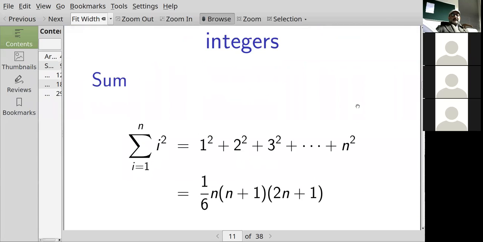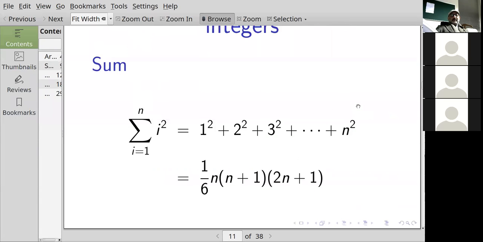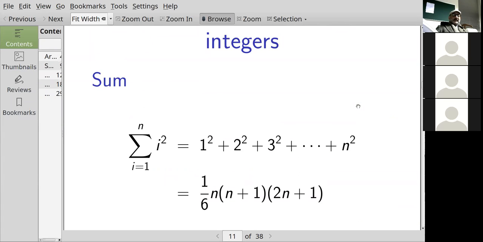The sum of squares. If I'm adding 1 squared plus 2 squared plus 3 squared up to n squared, that's equal to 1/6 n times n plus 1 times 2n plus 1. And so we're going to use these two results later on.